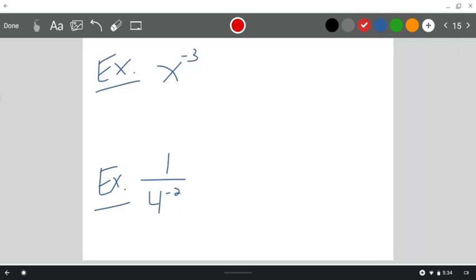So for example, x to the negative 3 is 1 over x cubed. And don't think of it as 1 over as much as think of it as flipped. So that's why it's 1 over. And then the second one, 1 over 4 to the negative 2, I'm going to flip that 4 back up to the top. When it flips, the exponent becomes positive, and then that would be 16.